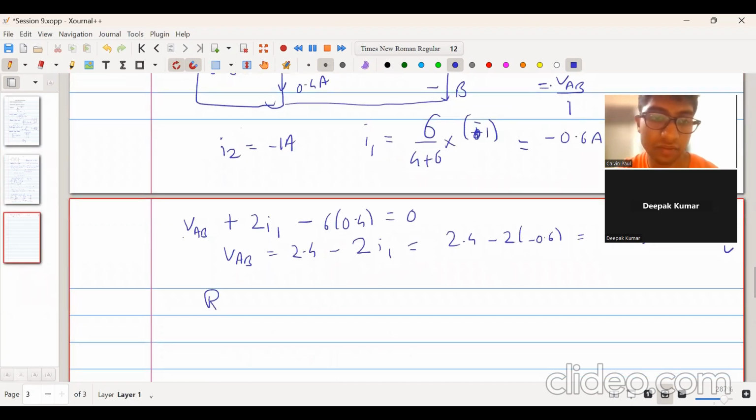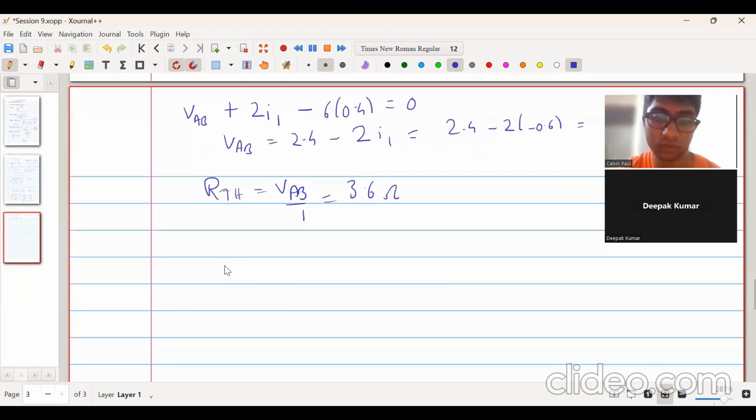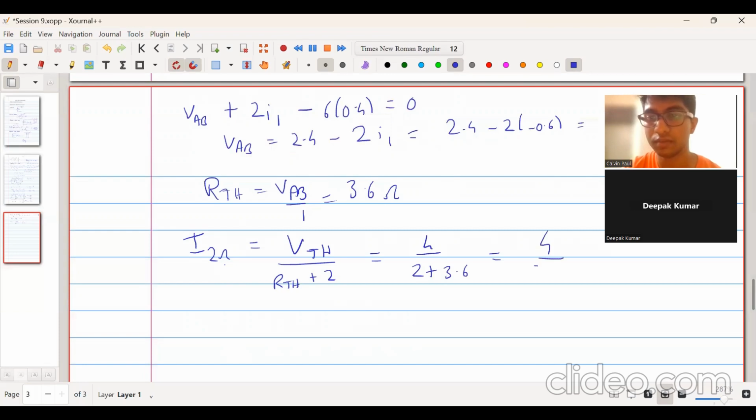Now R Thevenin is equal to VAB upon 1, so that is equal to 3.6 ohm. Okay, we got R Thevenin. Now we want to find out the current through the 2 ohm resistor. That will be I 2 ohm, which is V Thevenin divided by R Thevenin plus the 2 ohm resistor. What was V Thevenin? Do you remember? Sir, 4 volt. Yeah. So it will be 4 upon 2 plus 3.6. So what will this value be?